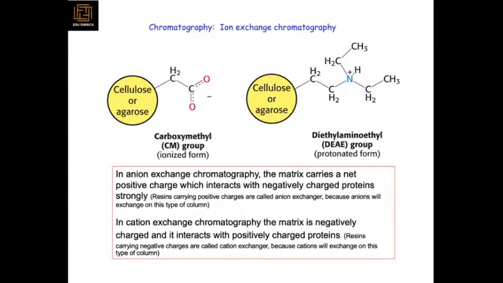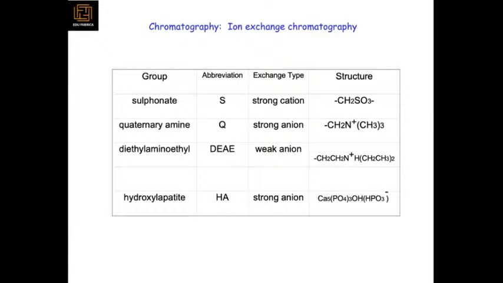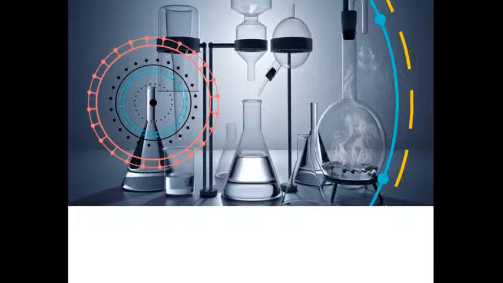So there could be cationic and anionic exchange chromatography. In anionic, the matrix carries a net positive charge which interacts with the negatively charged protein strongly, whereas in cationic the matrix is negatively charged and interacts with the positively charged proteins. So that's the main difference between cationic and anionic. And in ion exchange chromatography, groups called sulfonate, quaternary amine, dimethyl aminoethyl, diethyl aminoethyl and hydroxyapatite are being used as your beads, which are strong cation, strong anion, weak anion, strong anion respectively.